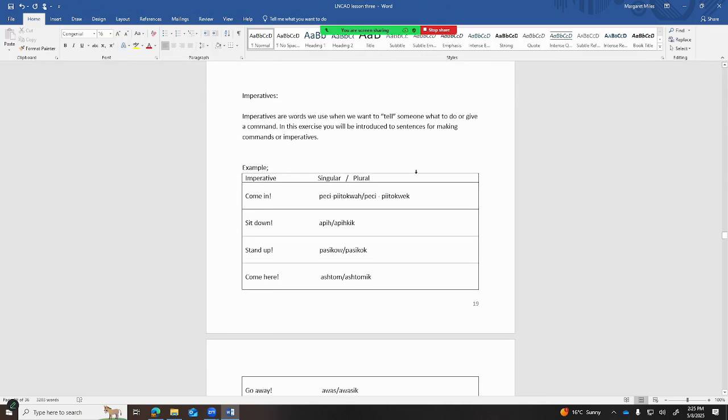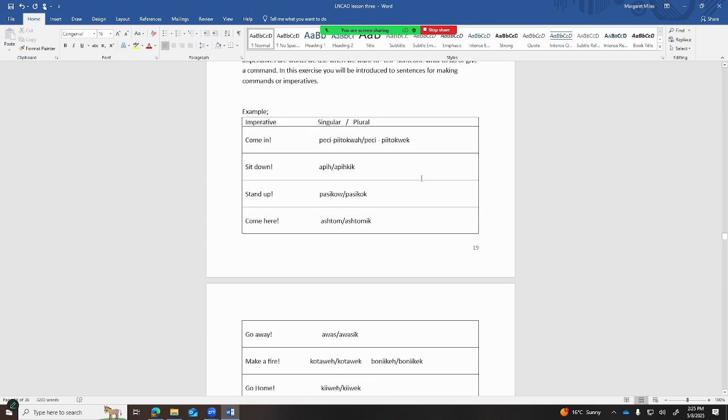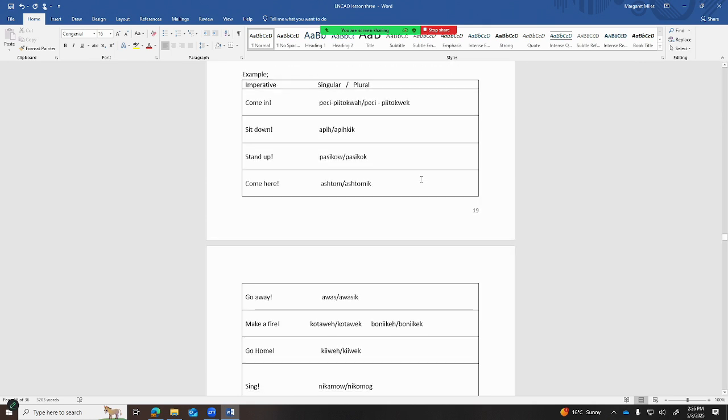So here we have imperatives. They are words we use when we want to tell someone what to do or give a command. So in this exercise, you will be introduced to sentences for making commands or imperatives. So the first one on this example chart: come in. Singular, Bejibitige. Plural, Bejibitige.